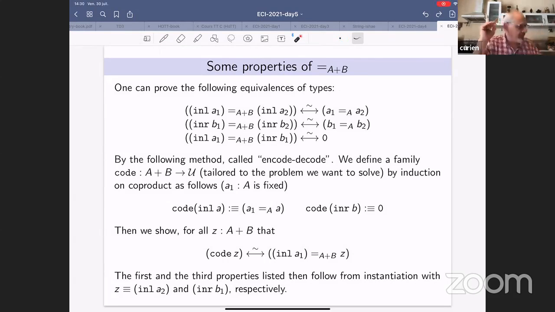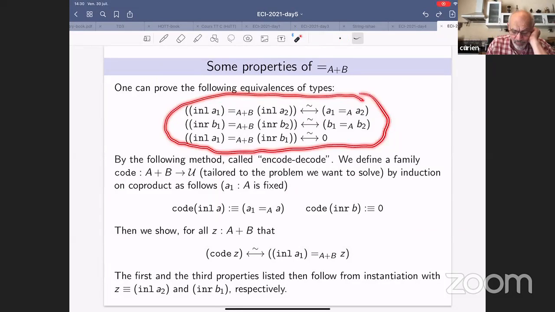Okay, so next step in today's lecture: the study of equality in the coproduct type, with the aim of introducing a method that will be used in other circumstances, the so-called encode-decode method. So what is the statement we want to prove? Well, we want essentially to characterize when two elements of A plus B are equal, and here are common sense things that we would like to prove.